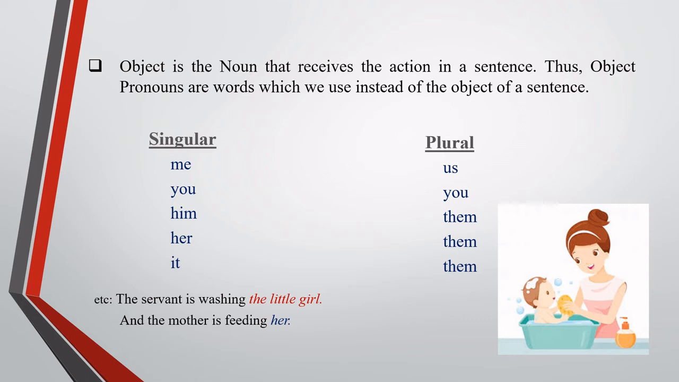The servant is washing the little girl. The little girl is the object of the sentence. So, without repeating the same noun, we can use an object pronoun, "her." The mother is feeding her.